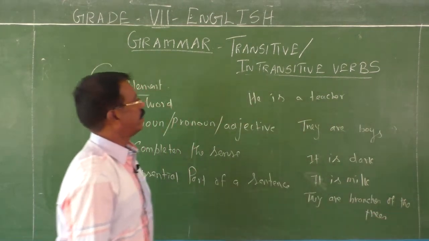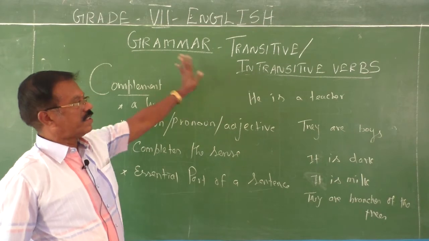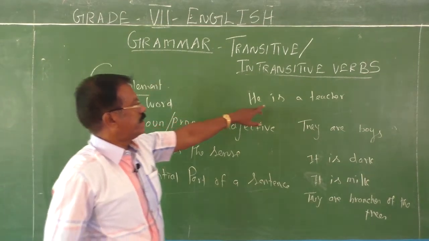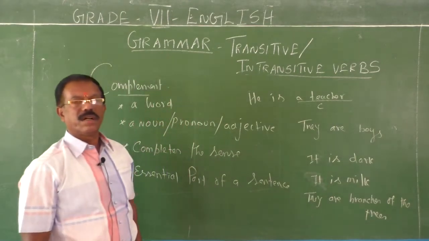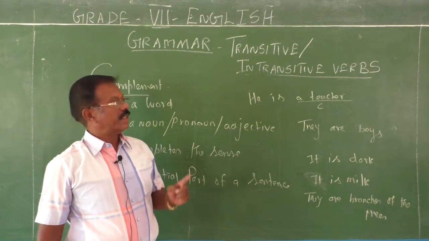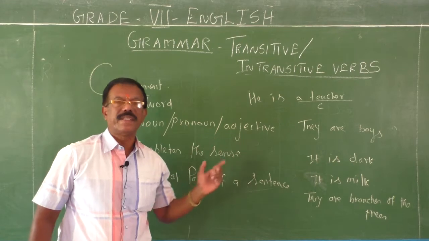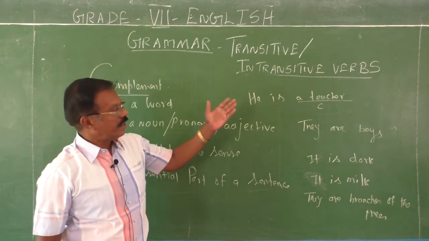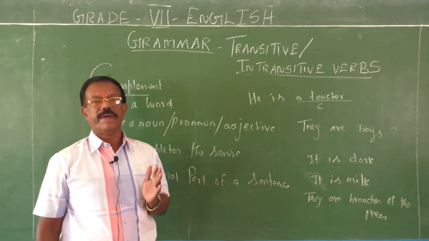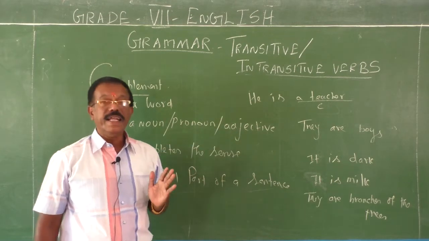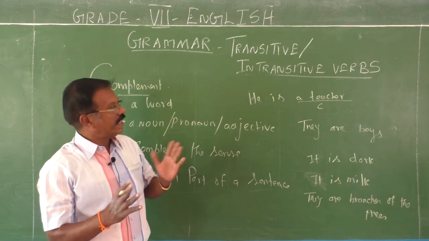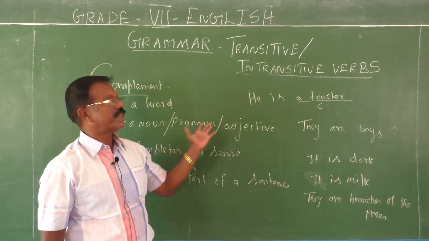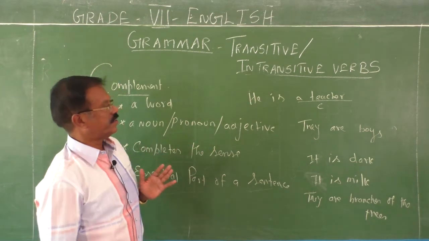Look here, children. Just to go through all these examples, he is a teacher. He is a subject, is a verb, a teacher is a complement. It's a noun. Common noun. It comes to complete the sense. So mostly you can have all these complement after the link verbs, linking verbs, be verbs. They just link or connect the complement with the subject.